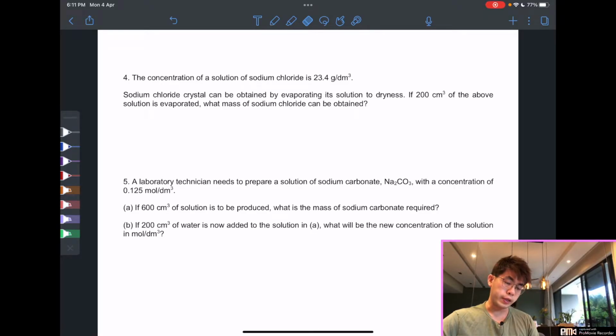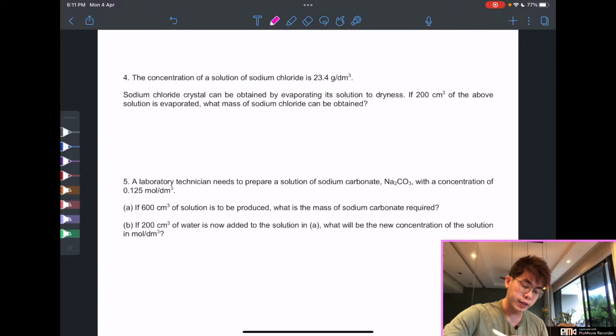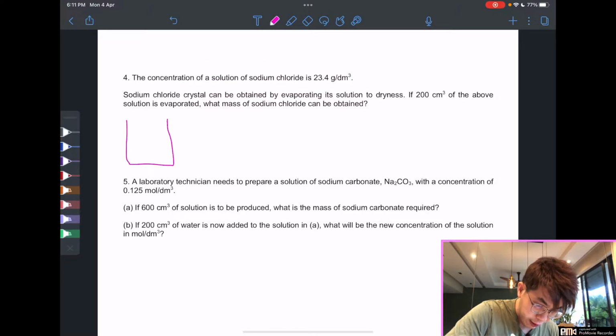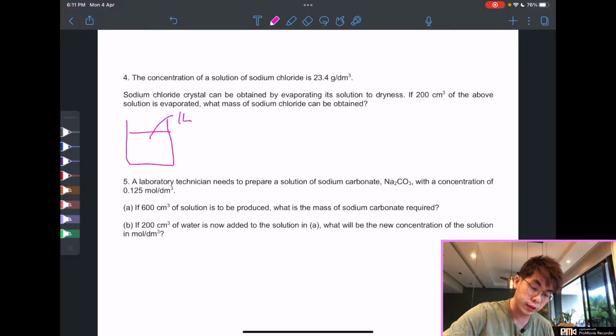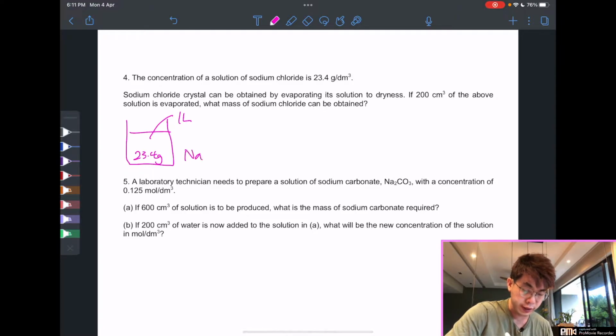Alright, so let's look at the first one over here. The concentration of a solution of sodium chloride is given as 23.4 grams per dm cube. What that means is that if I have 1 liter of water, or 1 dm cube of water, I have 23.4 grams of sodium chloride inside.